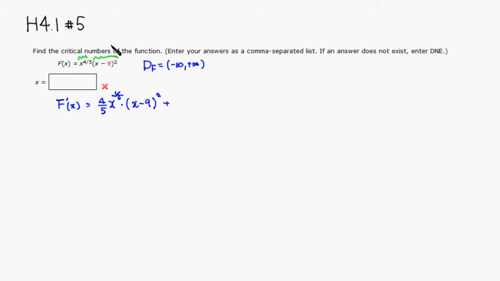Plus, leave the first alone, x to the 4/5, and then times the derivative of the second: put 2 in front, quantity (x minus 9), subtract 1 from the power, and the derivative inside is 1, so you just get that. Then we just need to pull out the common factor. You have x minus 9 here and x minus 9 here, so I'm going to pull that out. So x minus 9.